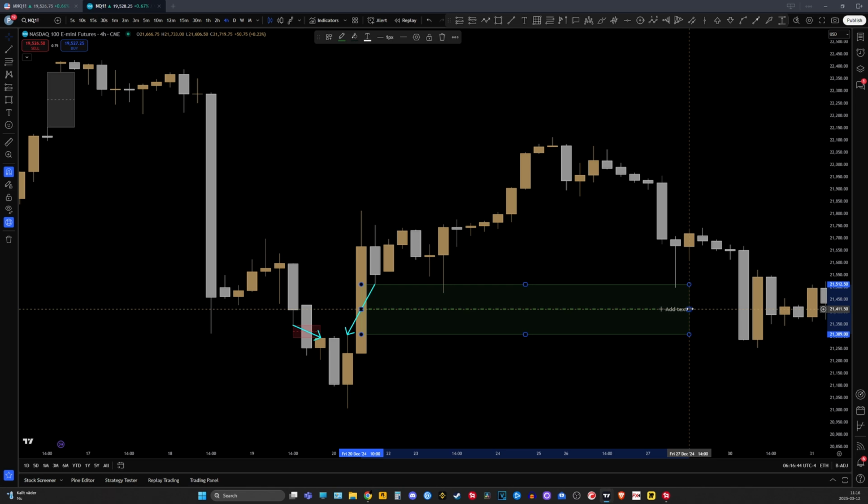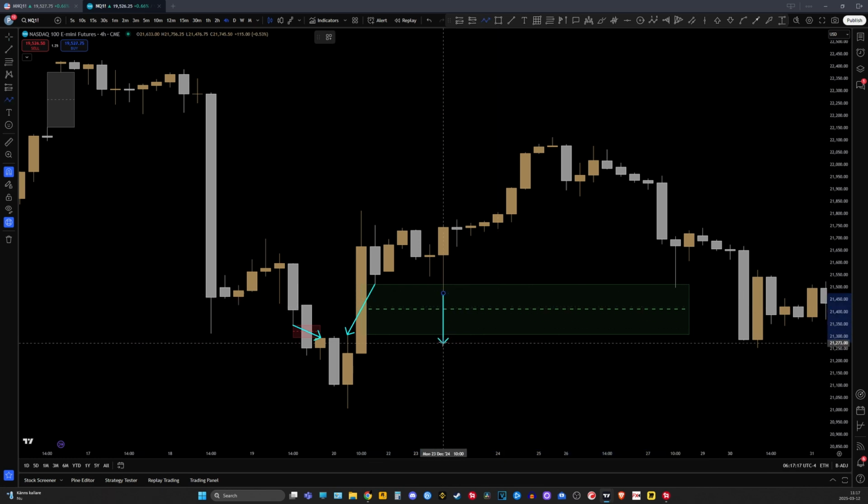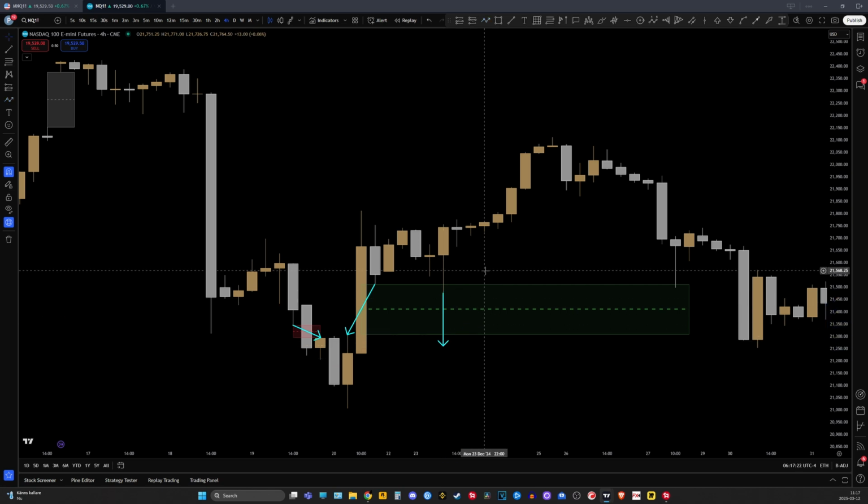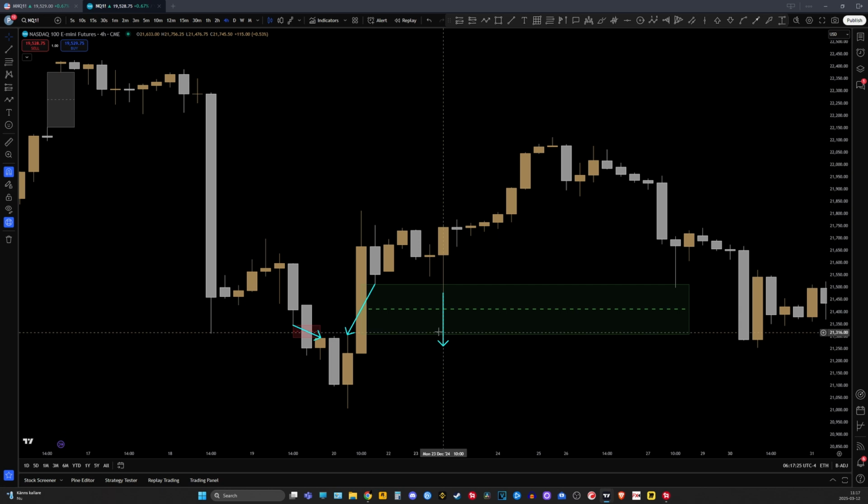Okay. And what we use that consequent encroachment for is to judge whether a fair value gap is being respected or disrespected. What do I mean by that? We can see when we revisit this fair value gap here that price gets pushed out of it. So this fair value gap is being respected because the 50% level didn't get touched at all. Now, a touch of the 50% level is fine. If this wick was to come down and go through the fair value gap, then we still class that as the fair value gap being respected, as long as the body doesn't close past the 50% level.